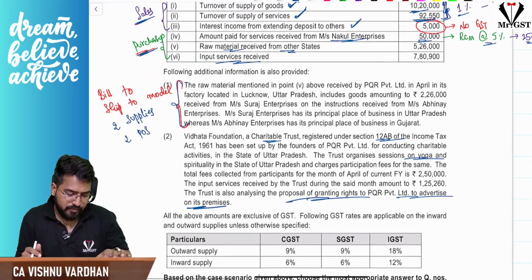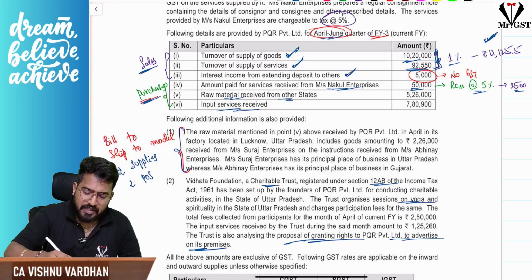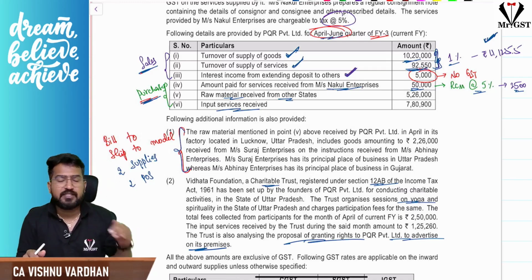Next, and see here interest income revenue is also there, but interest income revenue, sir, it is however exempt under GST, we will not pay GST on that.